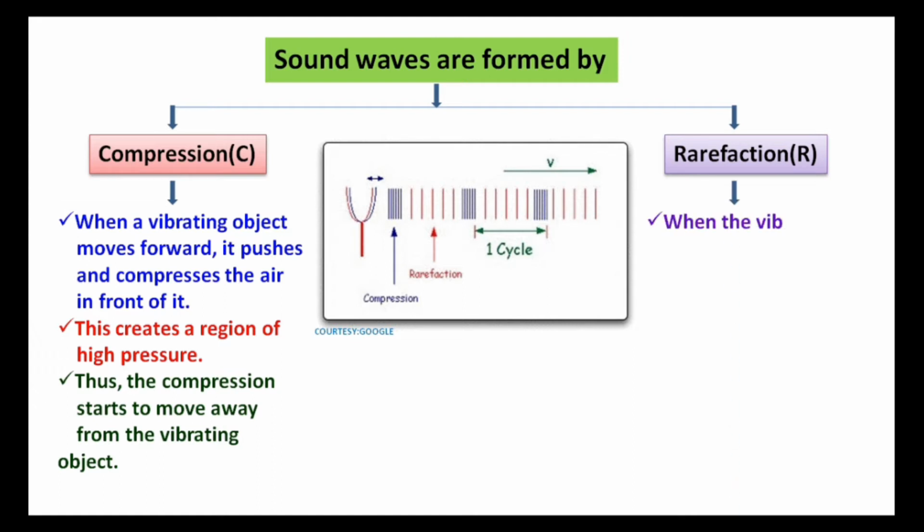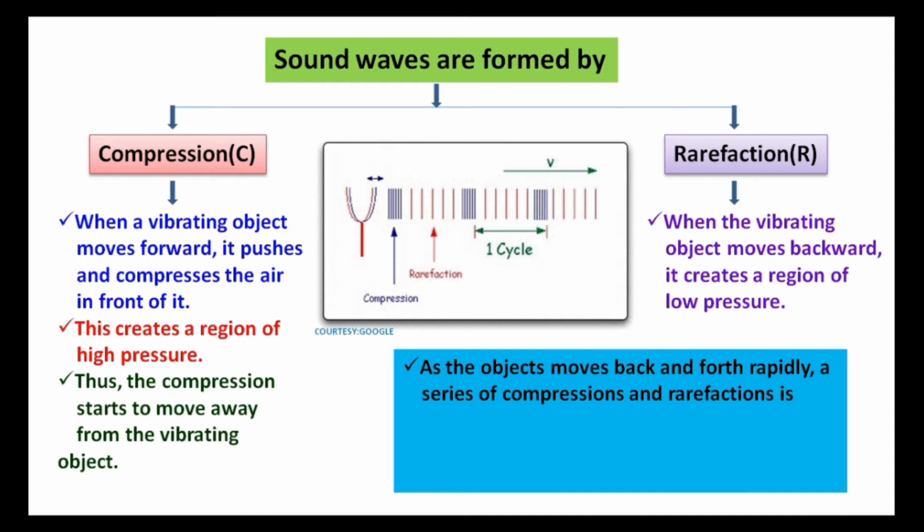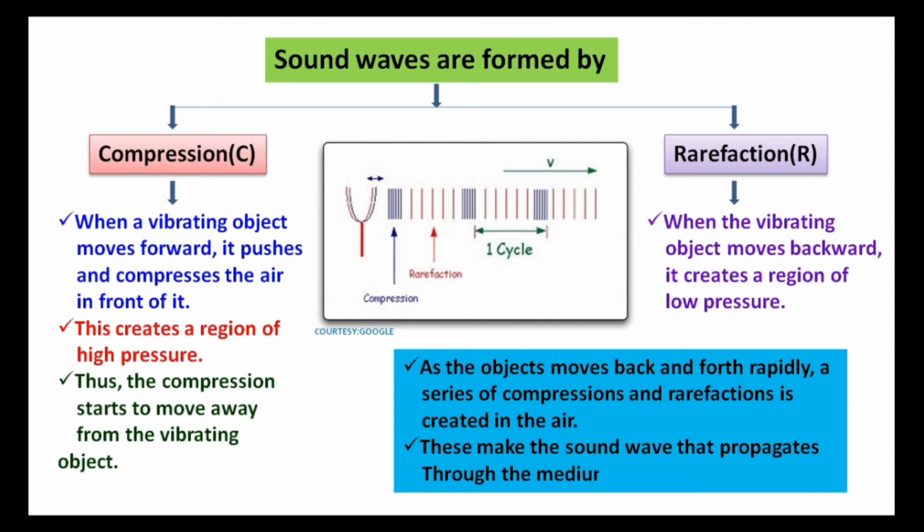Rarefaction. When the vibrating object moves backward, it creates a region of low pressure. Red lines represent rarefaction. As the object moves back and forth rapidly, a series of compressions and rarefactions is created in the air, which forms one cycle. These make the sound wave that propagates through the medium.